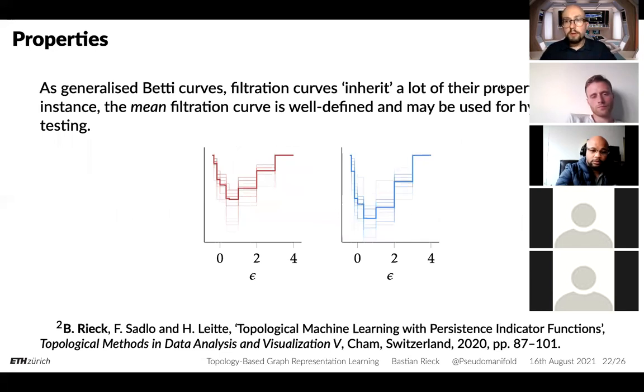Now, without going into too many details here, these curves also have some nice properties, because we can already show that there is a well-defined mean filtration curve. This is a great thing to have if you want to do hypothesis testing, for instance. So if you have two sets of graphs with different labels and you want to know whether one is statistically significantly different from the other, then you could use those curves to assess this fact. This is something that we showed in a previous work.